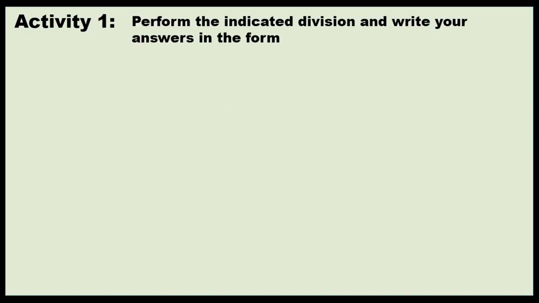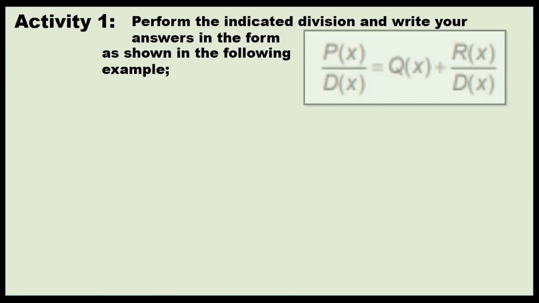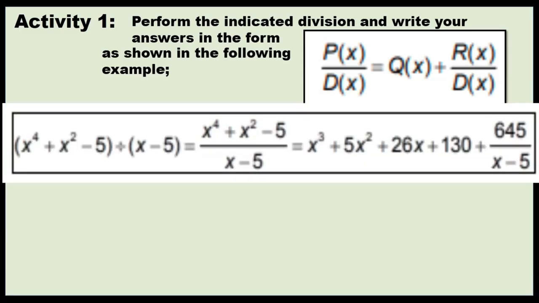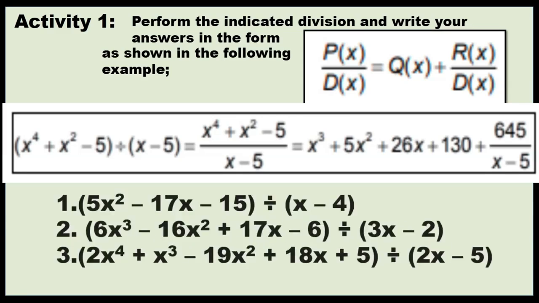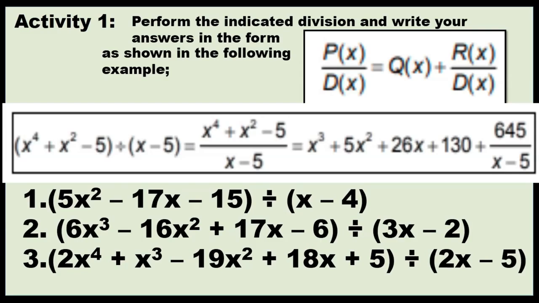We have this activity 1. Perform the indicated division and write your answers in the form as shown in the following example. We have p of x, which is the dividend, d of x, the divisor, q of x is the quotient, plus r of x, the remainder, over d of x, which is the divisor. In this format, we're going to follow this format. So we have the following activity, number 1, 2, 3. Good luck. So try to answer the following.